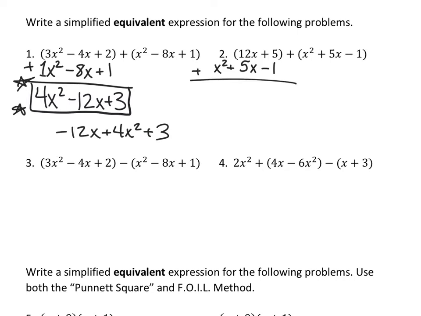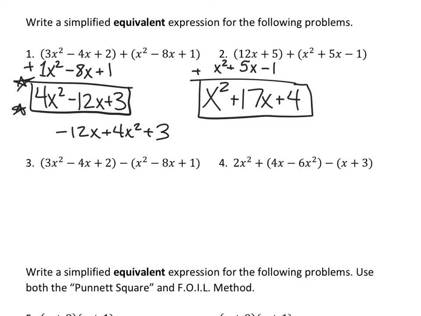All right, now let's add. Nothing gets combined with x squared. 12 plus 5x is 17x. 5 minus 1 is a positive 4. And that's the sum of those two polynomials, the binomial and the trinomial. Did I lose anyone on the fact that they are different dimensions? No, ma'am. No.